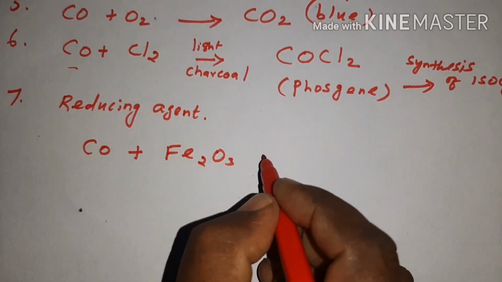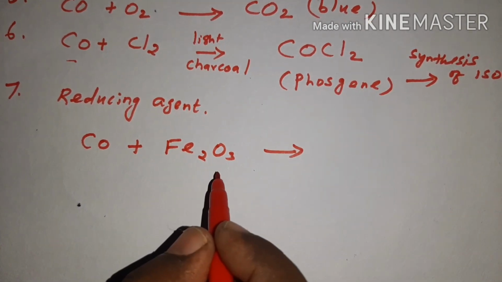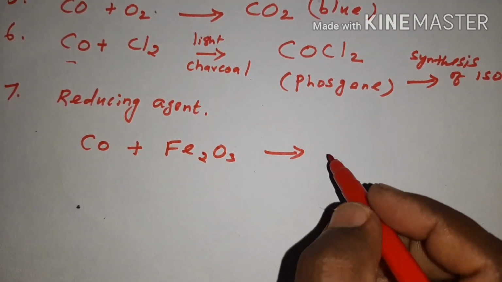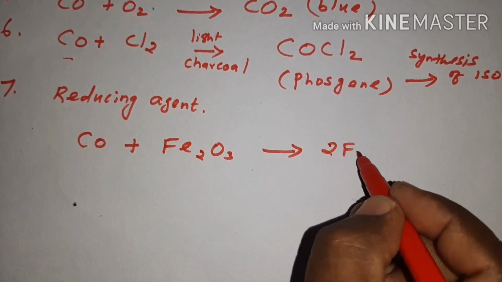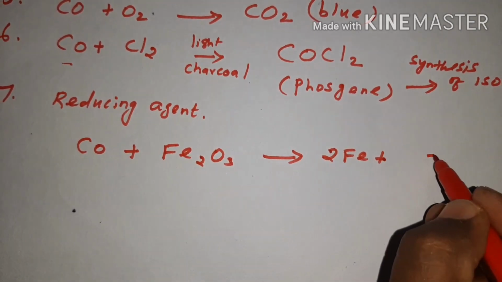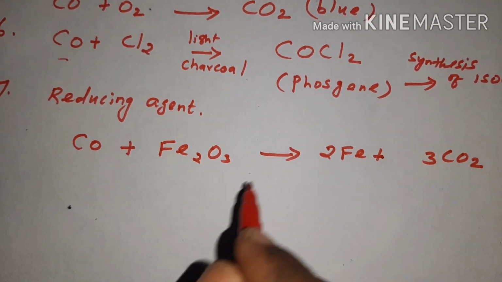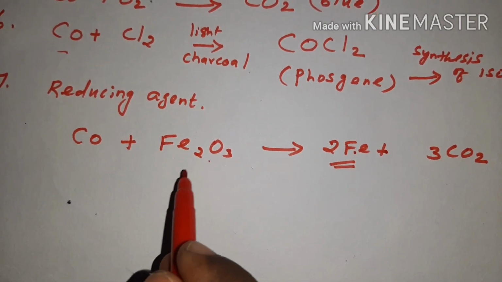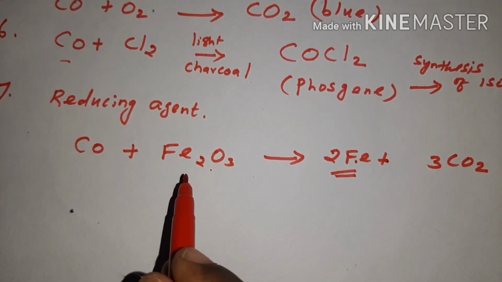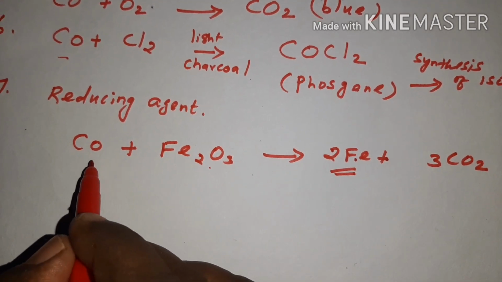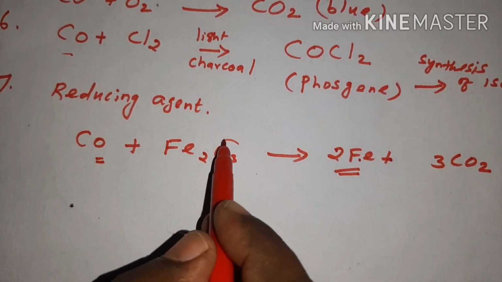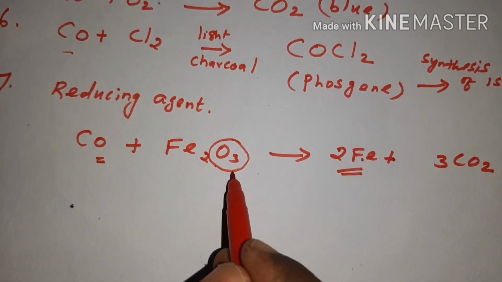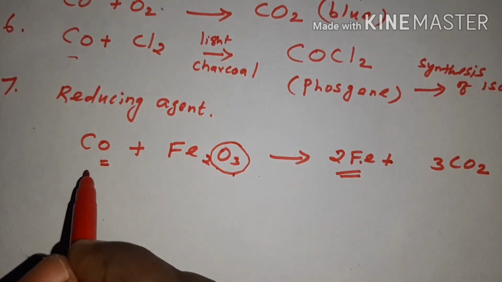Fe2O3, this is iron(III) oxide. It is forming Fe plus 3 CO2. Here what is happening? This Fe is reduced from Fe2O3. This carbon monoxide is removing the oxygen from the Fe2O3, so it is acting as the reducing agent.